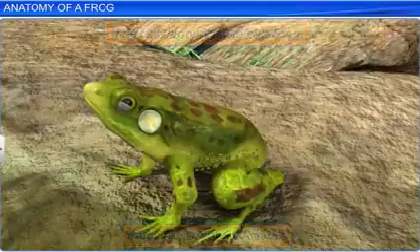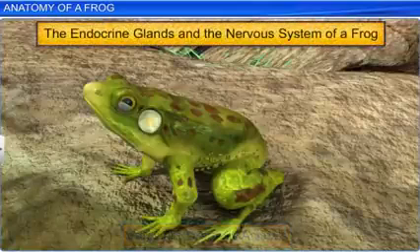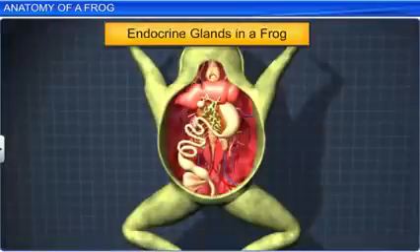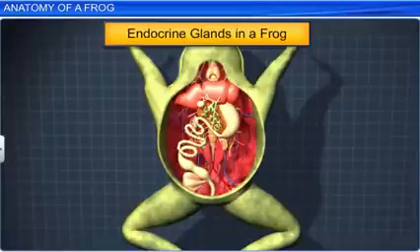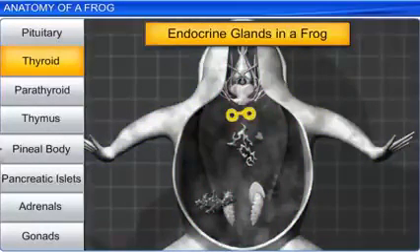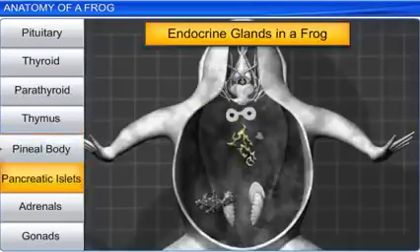The endocrine glands and the nervous system are also a part of the anatomical study. In frogs, the chemical coordination of different organs is brought about by hormones that are secreted by the endocrine glands. These include pituitary, thyroid, parathyroid, thymus, pineal body, pancreatic islets, adrenals, and gonads.